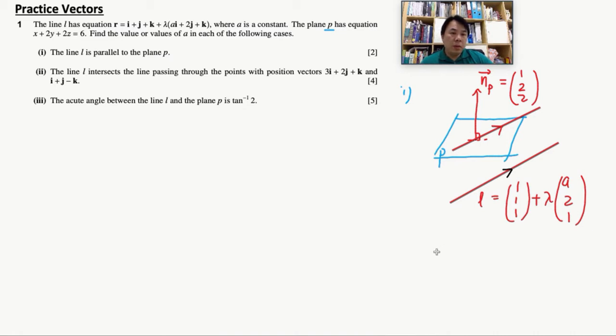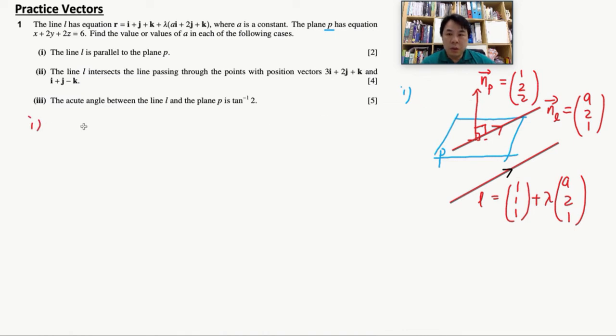Because line L is parallel to the plane, and we know the normal vector is perpendicular to the plane, therefore the direction of the line, given as (a, 2, 1), and the normal must be perpendicular to each other. So I'm going to draw that here. That must be 90 degrees to each other. In this case, we're going to use the scalar product, since they are 90 degrees to each other.